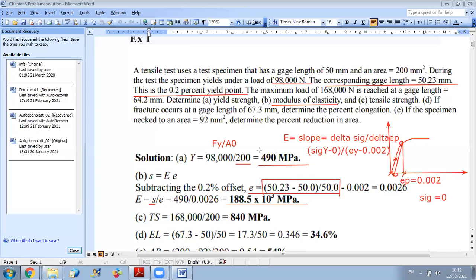Doctor, can you repeat how we got them? How we got the values? 50.23 or 50? Yes.